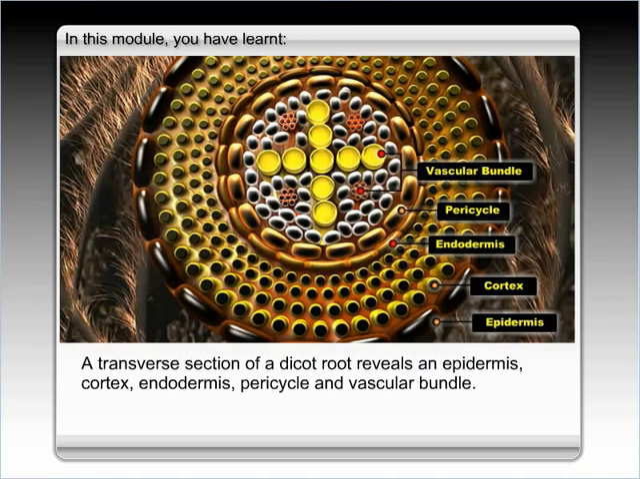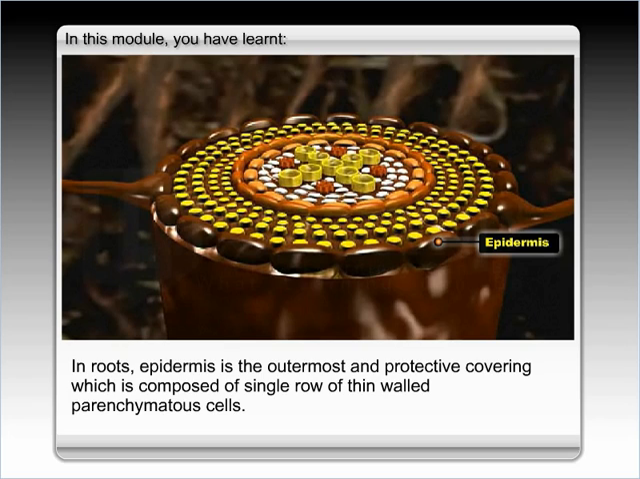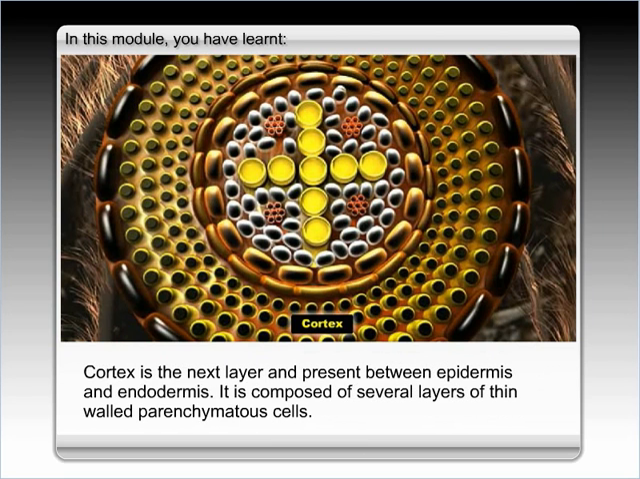In this module you have learned that a transverse section of a dicot root reveals an epidermis, cortex, endodermis, pericycle and vascular bundle. All the regions below endodermis are collectively known as stele. In roots, epidermis is the outermost and protective covering which is composed of a single row of thin-walled parenchymatous cells. Cortex is the next layer and is present between epidermis and endodermis.